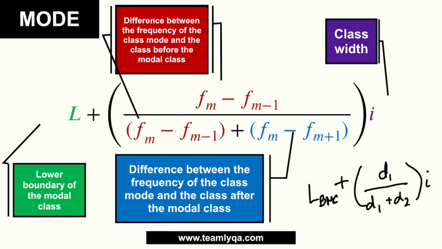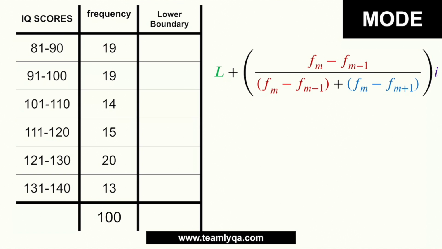Tapos, ito namang M plus 1, siya yung modal class after nung modal class. Okay? At medyo complicated tingnan, pero pag ginagawa na natin, it's actually really easy. Okay, kukunin na natin yung mode. Again, yung L is the lower boundary of the modal class. Now, tanong, ano muna ba yung modal class?